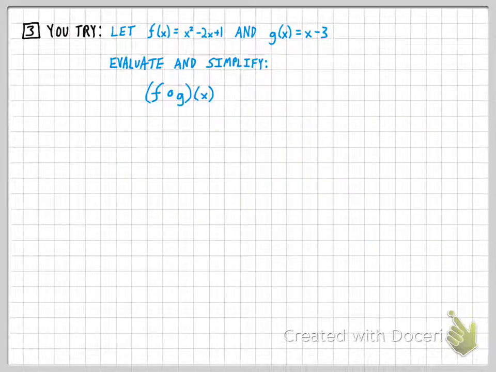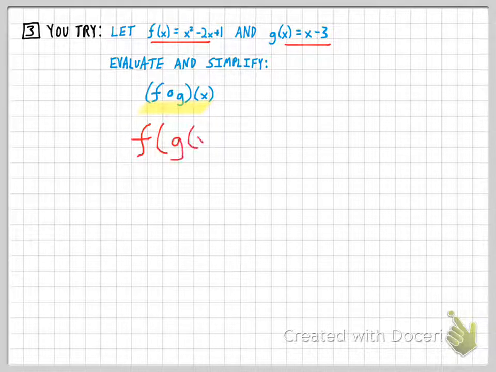Box 3 is going to be a u-try. I'm giving you two functions here and asking you to figure out what is f of g of x. I'll give you one hint here. Remember, you're going to think about it this way: f of g of x. Take a minute, see if you can evaluate and simplify that expression.